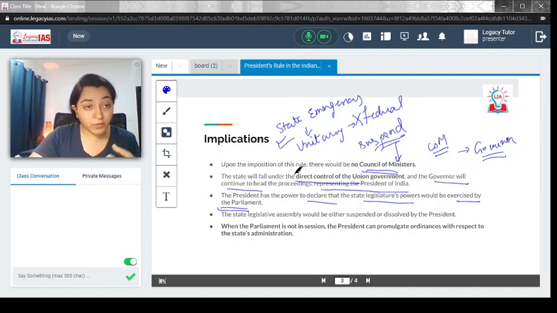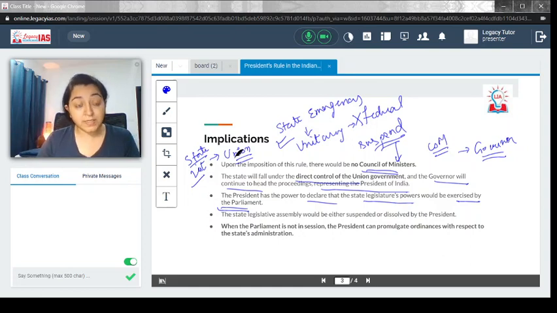That is the meaning of direct control of the union, which means the subjects which are generally in the state list, and only the state government can make laws on those subjects. But whenever there is a state emergency or president's rule imposed on a particular state, the union or the parliament, Lok Sabha, Rajya Sabha, will have the right to go ahead and make legislation on it. That is the power which the president can confer on the parliament.